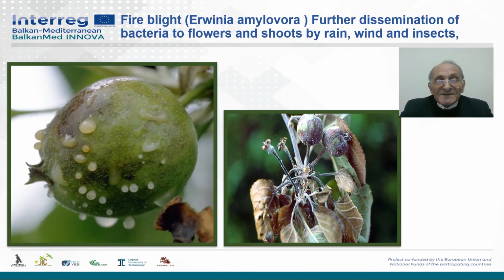Fire blight is a very dangerous disease in apple and in pears. We see here on the fruits the exudate of bacteria, and for some cultivars it is a really very dangerous disease. The name is fire blight, Erwinia amylovora. It is well known by everyone.